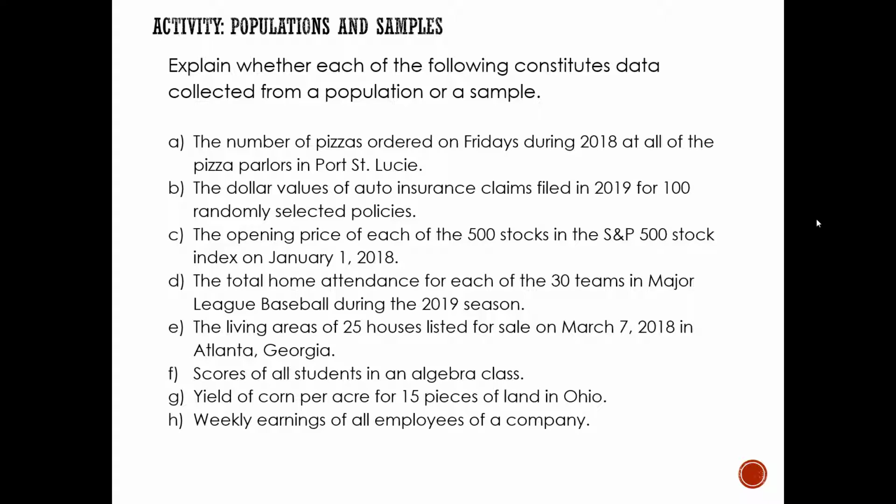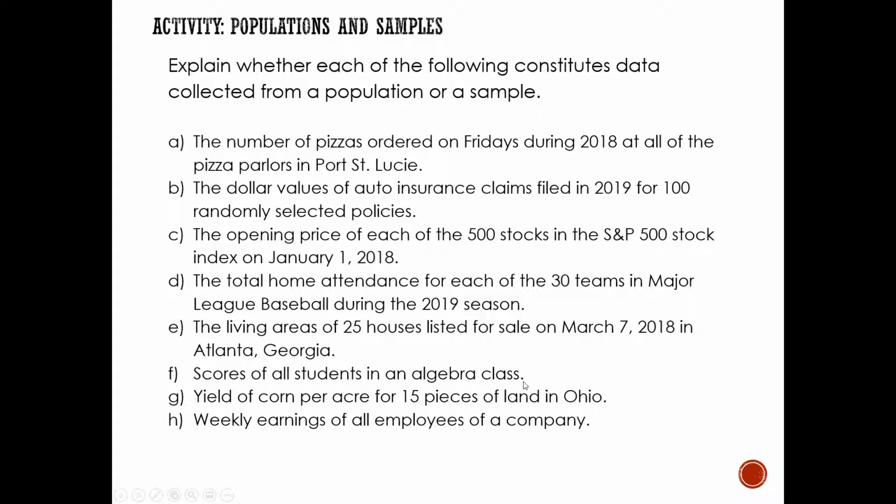Okay, you've had time to do this. Let's look at D, the total home attendance for each of the 30 major teams in Major League Baseball during the 2019 season. For each of the 30, every single team is represented. This is population data. The living areas of 25 houses listed for sale on March 7th, 2018 in Atlanta, Georgia. You should assume that there are more than 25 houses for sale in Atlanta, Georgia on any given date. This can't be all of them. This is sample data.